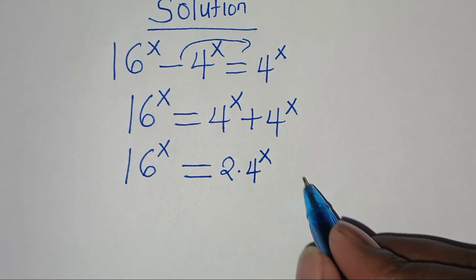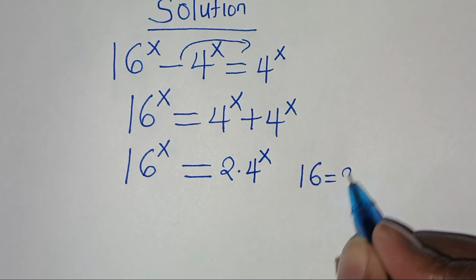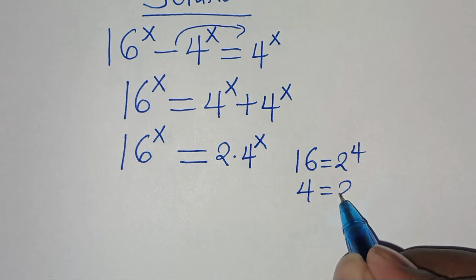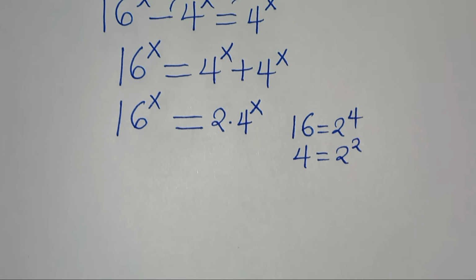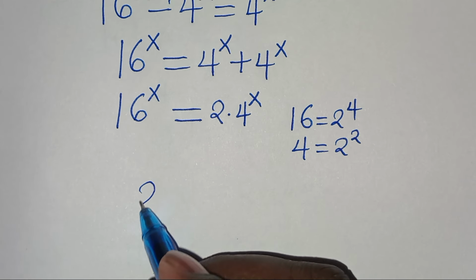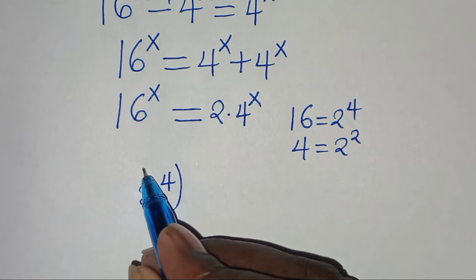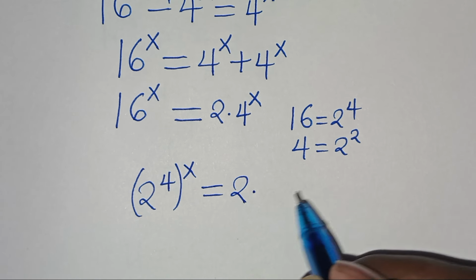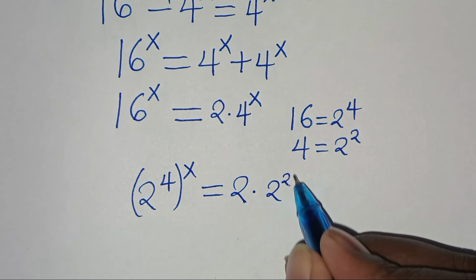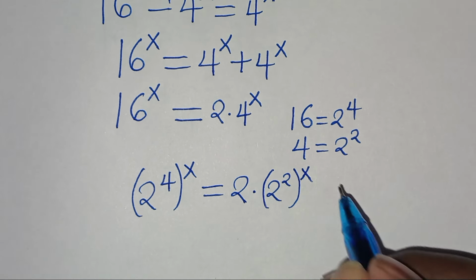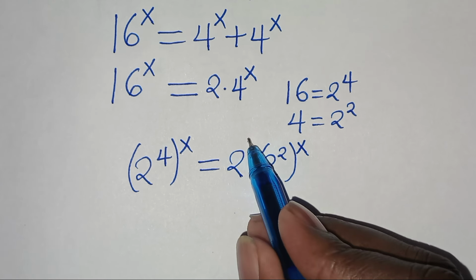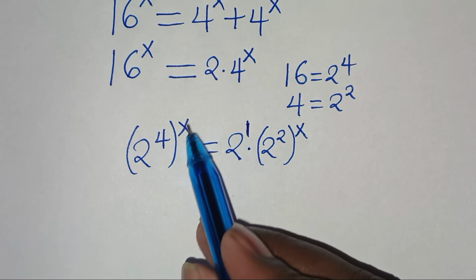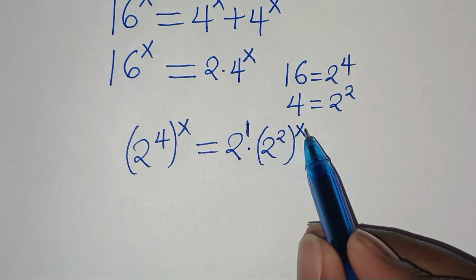We can express 16 as 2 to the power of 4, and we can express 4 as 2 to the power of 2. So this implies that we have 2 to the power of 4 raised to the power of x. This is equal to 2 multiplied by 4, which is 2 to the power of 2, then raised to the power of x. Remember, this 2 is also raised to the power of 1.